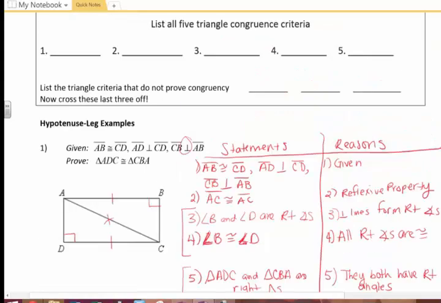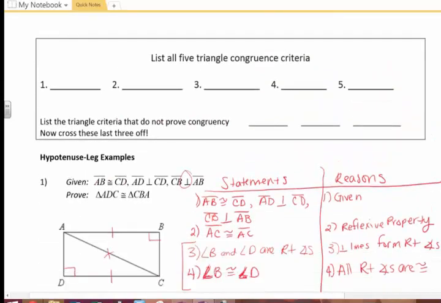So let's back up for a second and talk about the things that work and the things that don't. What are our 5 triangle congruence criteria? Well, they are as follows. They are HL, which we just talked about. They are SSS, SAS, ASA, and AAS. Those are what you can use.